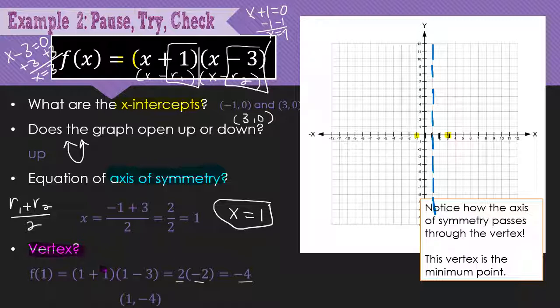And then the vertex is at (1, -4). So I'm going to go ahead and go over 1 and then down to -4. There is my vertex. And then we can go ahead and draw in our parabola from that vertex through those intercepts. And there I have my parabola.